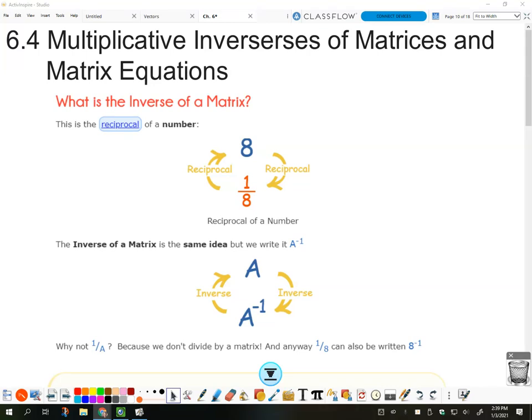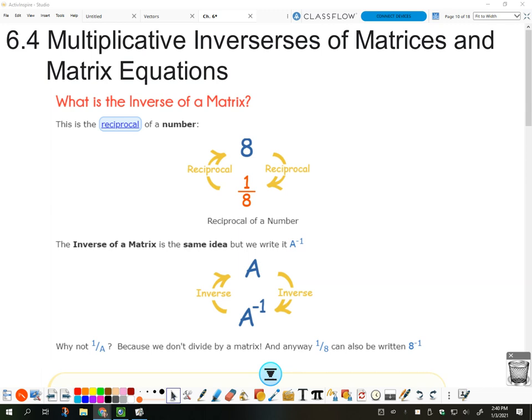Okay, so 6-4 is on multiplicative inverses of matrices and matrix equations. Inverses of matrices are going to be how we divide matrices, because you can't actually divide matrices. First of all, the multiplicative inverse of a number is its reciprocal, because when you multiply something like 8 and 1/8 together, you get 1. The multiplicative inverse of a matrix is its inverse matrix. Usually it does involve a bunch of weird little fractions, but that's not really the point.